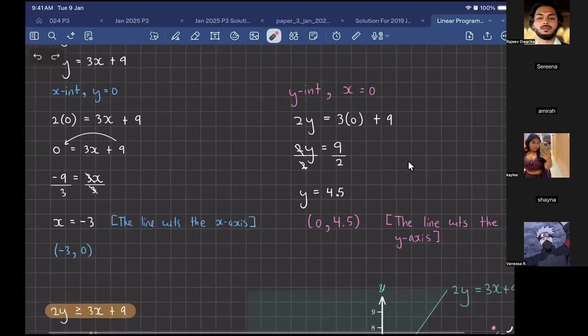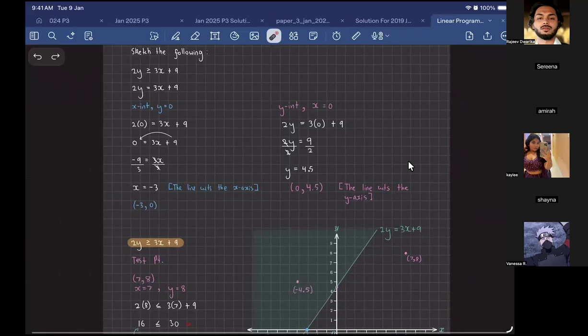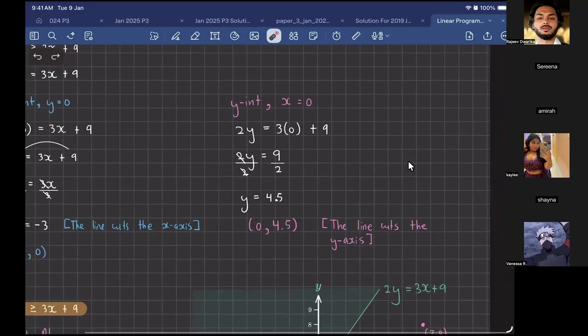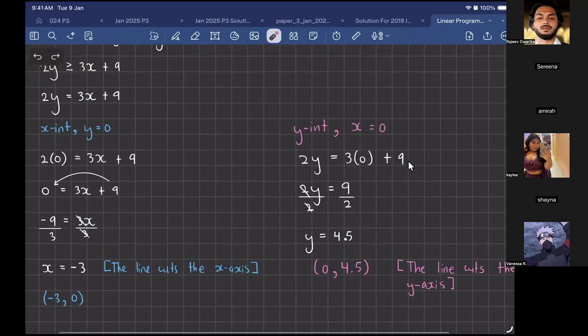So you're okay with this, right? Yes, sir. All right. To find the y-intercept, this one is real easy. x is 0, so anyway, you see x, you write 0, right? So you're going to get 2y is equal to 3 by 0 plus 9. What is 3 by 0? 0. Right? So you're going to end up with 2y is equal to 9.